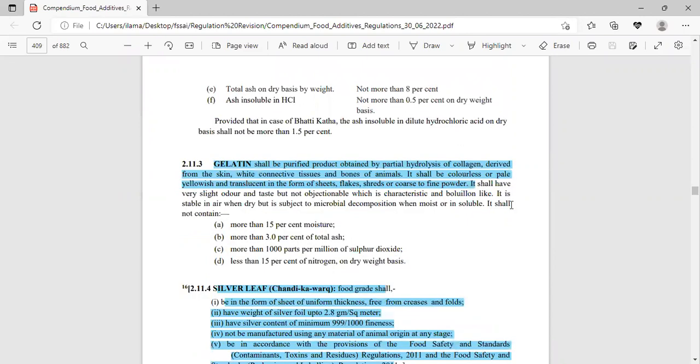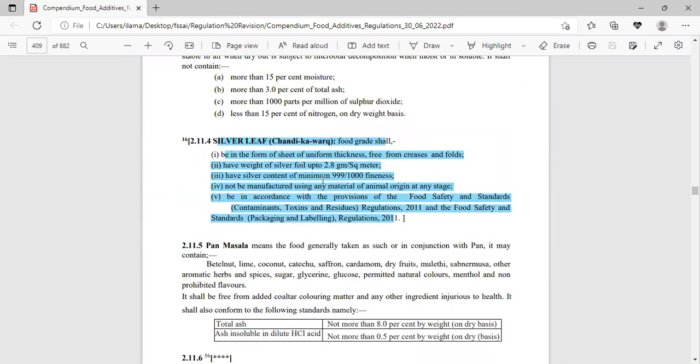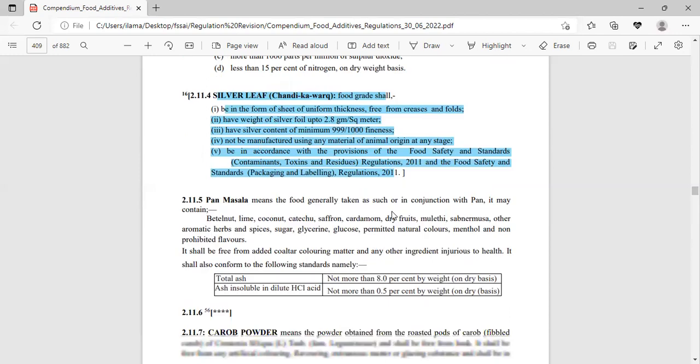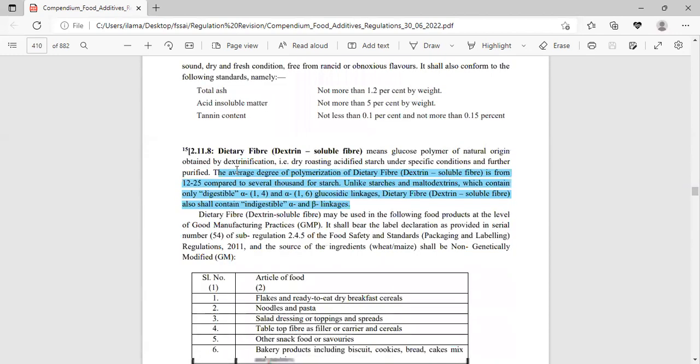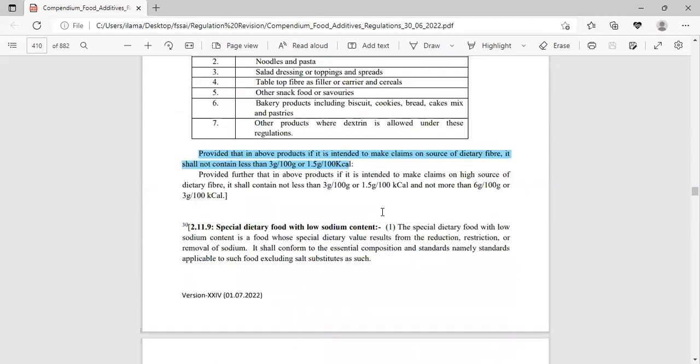Actually we use silver leaf for sweets packaging purposes, so just go through the parameters for silver leaf, and what dietary fiber is and the linkages. And if we are making claims on dietary fiber, then it shall not contain less than 3 grams per 100 gram or 1.5 grams per 100 kcal.